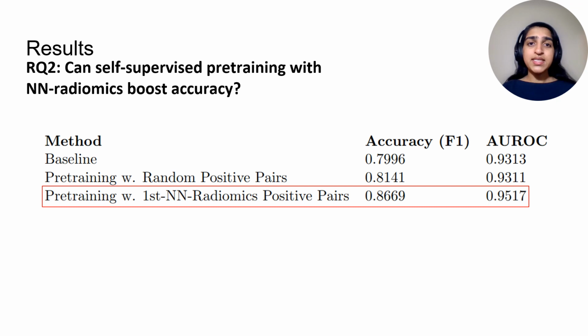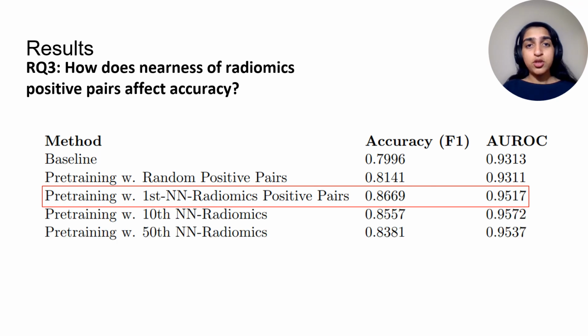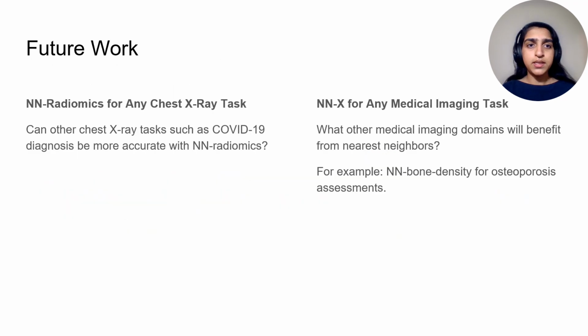Next, we compared self-supervised pre-training with positive pairs being the nearest in the radiomic space to that with positive pairs selected randomly. We found that positive pairs identified through first-order nearest neighbors radiomics boosted the F1 score. Thirdly, we conducted an ablation on the nearness, where the nth nearest radiomics pairs are used for self-supervised learning. The results demonstrate that accuracy degrades as the positive pairs used are farther apart in radiomics space.